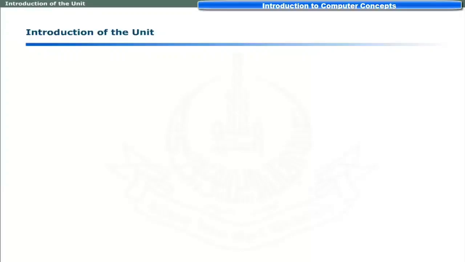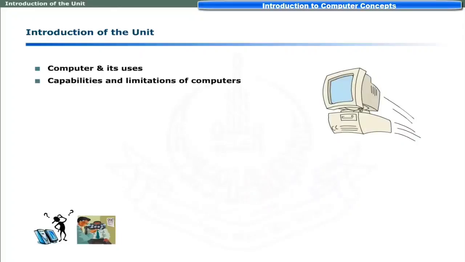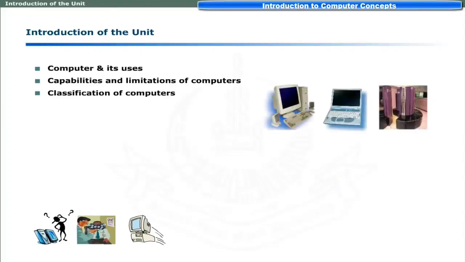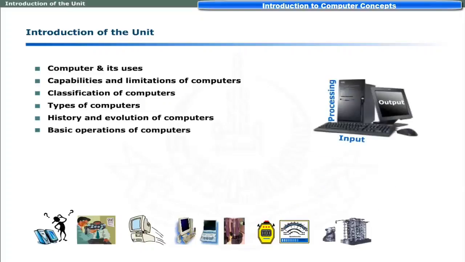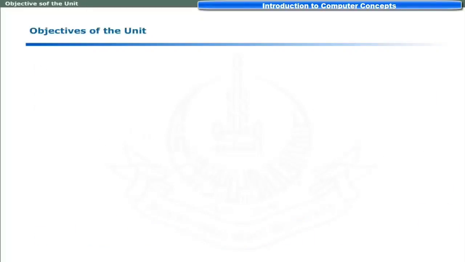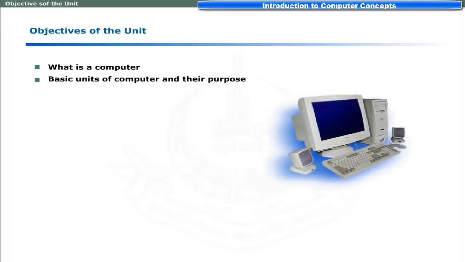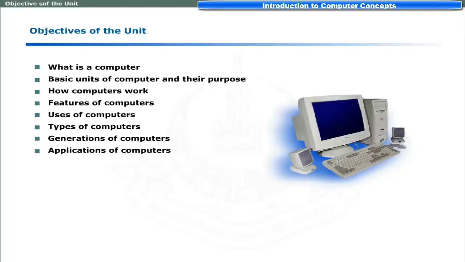Dear learners, in this unit we will introduce you to computer and its uses, capabilities and limitations of computers, classification of computers, types of computers, history and evolution of computers, basic operations of computers, and organization of computers. When you have completed this unit, you must be able to explain what is a computer, basic units of computer and their purpose, how computers work, features of computers, uses of computers, types of computers, generations of computers, applications of computers, and basic computer operations.